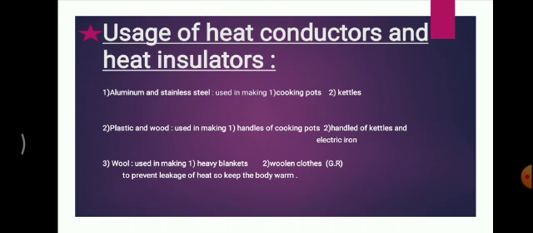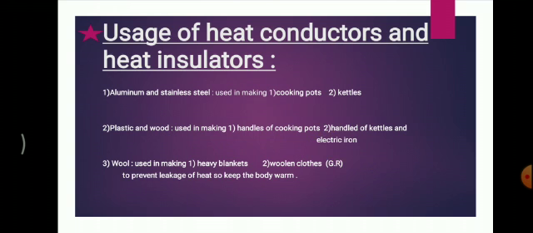What about the bad conductors of heat, or heat insulators? We take plastic and wood as an example. As we said before, are plastic and wood good or bad conductors? Bad conductors of heat. So we can use plastic and wood in making, number one, handles of cooking pots, and number two, handles of kettles and handles of electric irons.